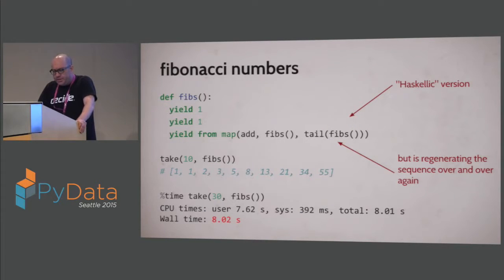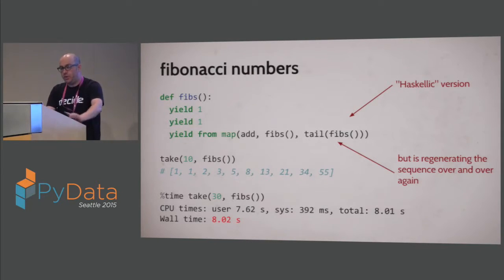So this is my Haskell version. And it's very cute, and it's also pretty terrible. So we say this sequence is given by yield 1, yield 1 again, and then yield all the elements from, I'm going to map the add function across the sequence of Fibonacci numbers and the tail of the sequence of Fibonacci numbers. So the first element, I'm adding the first element of fibs, second element of fibs, then the second and the third.